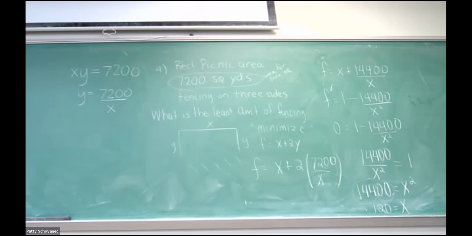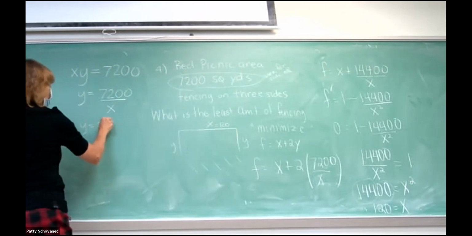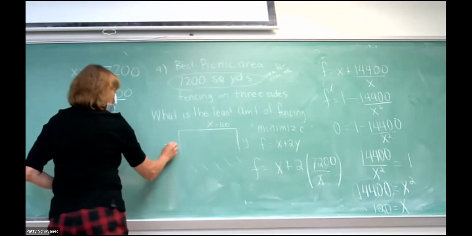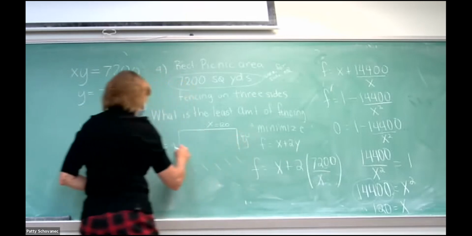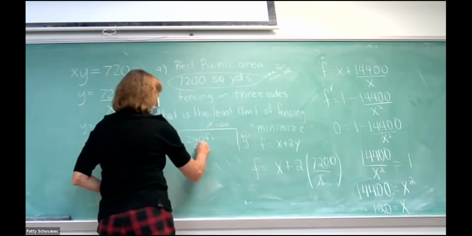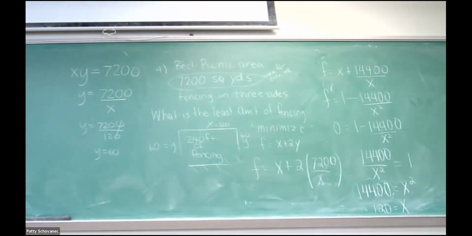And then the question said, what's the least amount of fencing? So there's the x. X is 120. Put that in here to get the y. So y is going to be 60. So 60 plus 120 gives me 240 feet of fencing. Okay. So this one was kind of asked backwards of the first one. The first one you had the dollar or the linear amount for the fencing and you're asked to maximize area. This one you're given the area and you want the least amount of fencing.